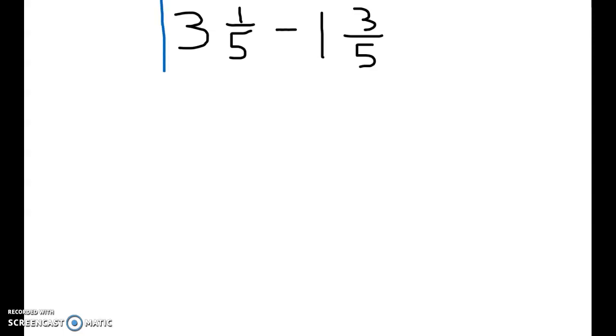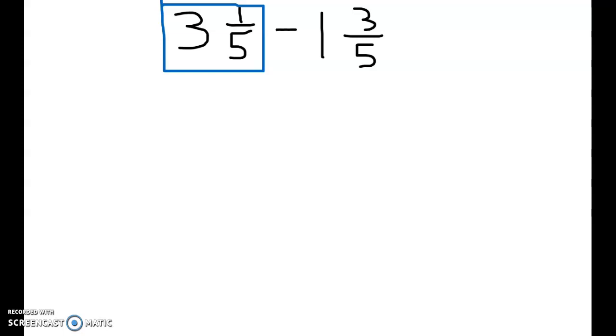So let's say I have 3 and 1/5, and I want to take away 1 and 3/5. When I subtract, I have a total amount of something, and I'm taking the other piece away. When we add, we're putting pieces together. When we subtract, we're taking them away. So I only need to model my total right now that I have, which is 3 and 1/5.